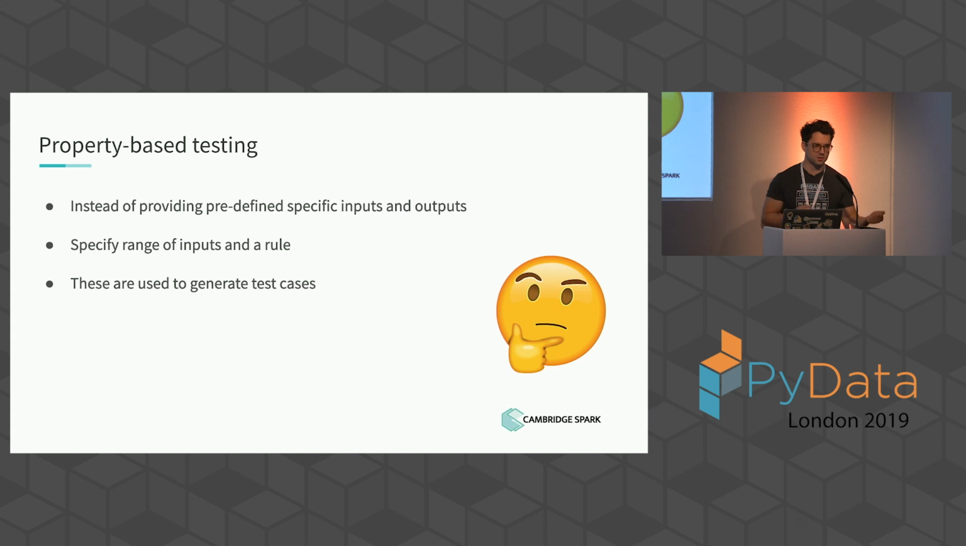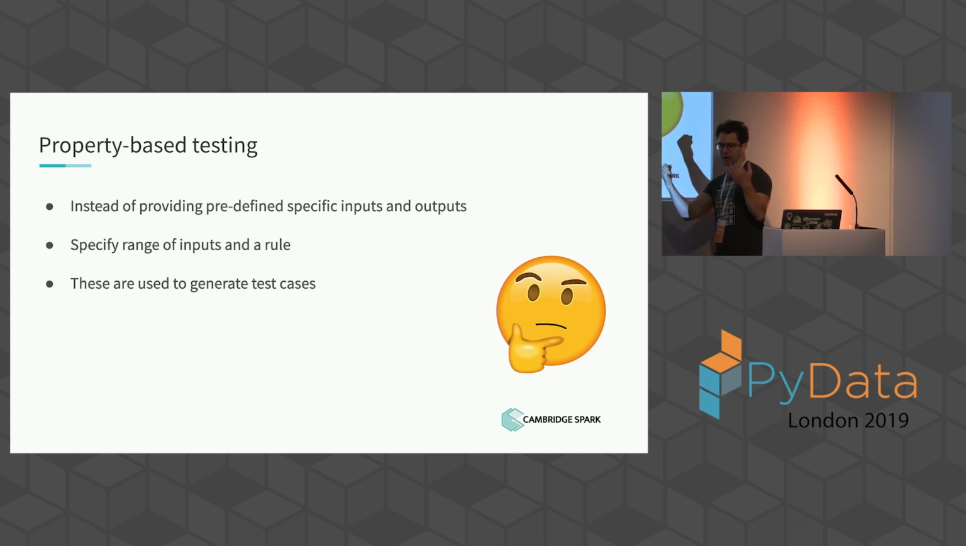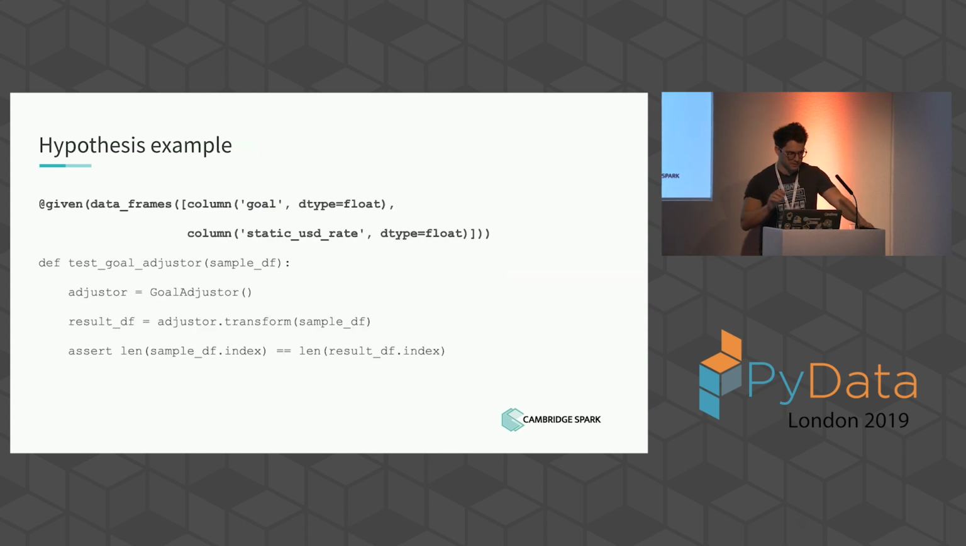But it's not asserting a specific input is getting a specific result. It's basically saying there's a sort of property which I'm expecting always to be true. And if you have that, the rule, together with inputs that are generated, then test cases can be generated on the fly. And that's the premise for property-based testing. Let's look at an example.